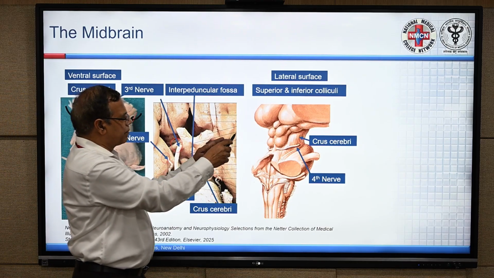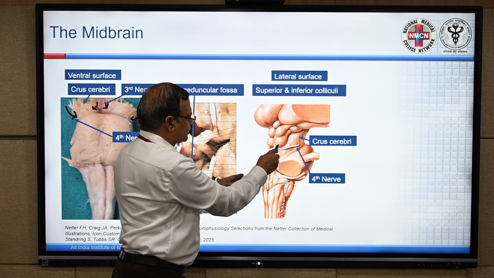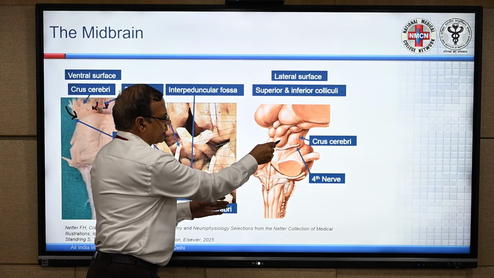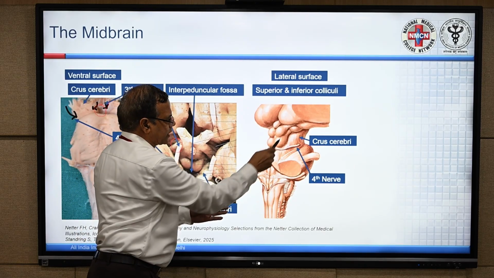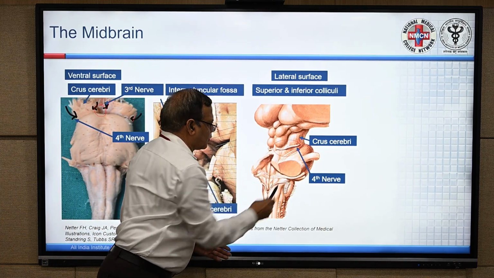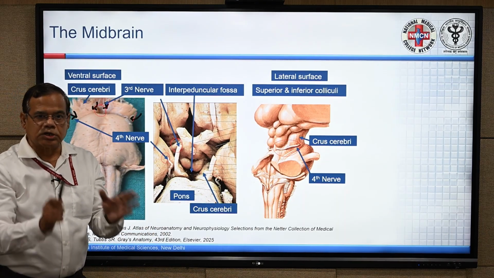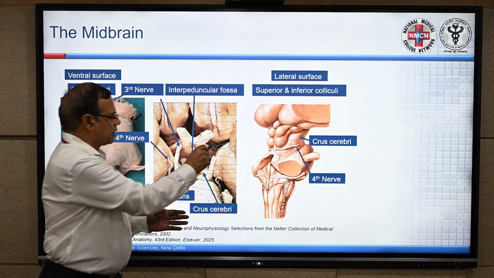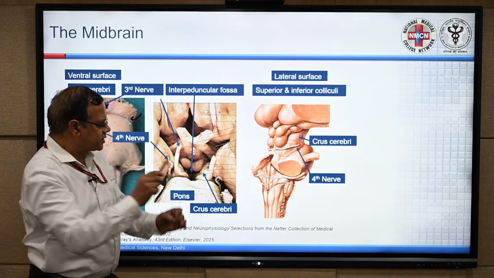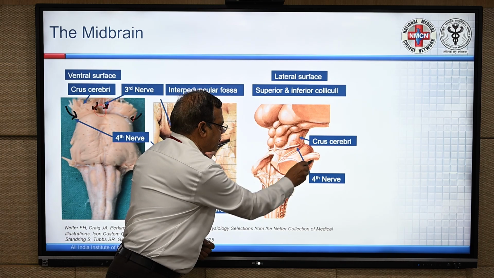Here you see the midbrain from the lateral surface. What you see is the crus cerebri, then the colliculi are visible here, the superior colliculi, inferior colliculi and their brachium. Very nicely seen is the fourth nerve. Fourth nerve is the only nerve which comes out from the dorsal surface of the brain. It lies just below the inferior colliculus. Below it, what you can see is the middle cerebellar peduncle and the fifth nerve.